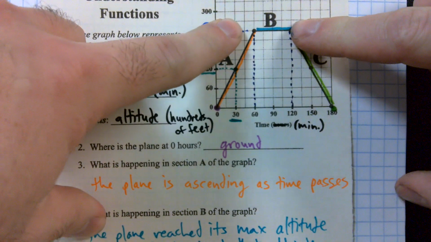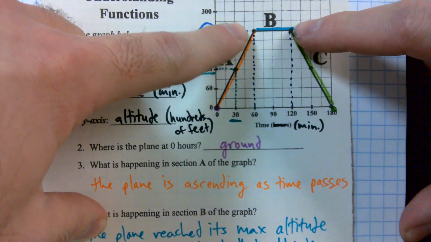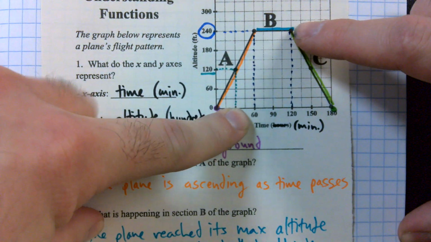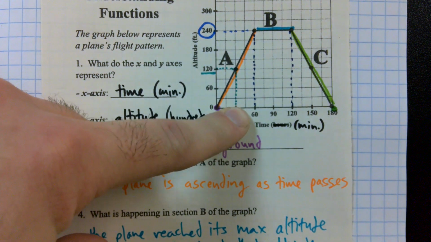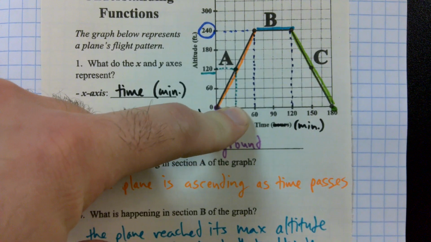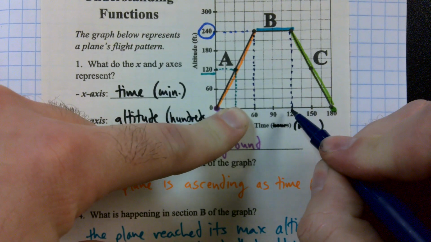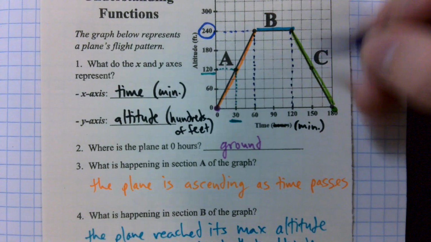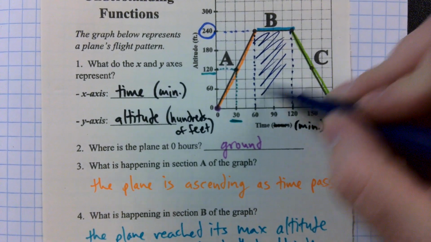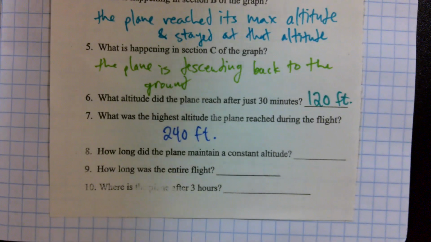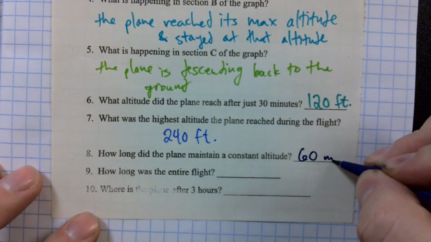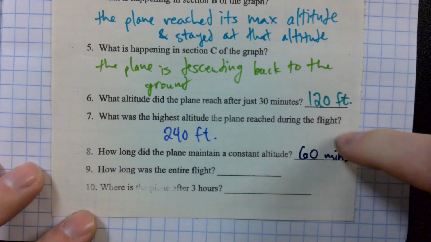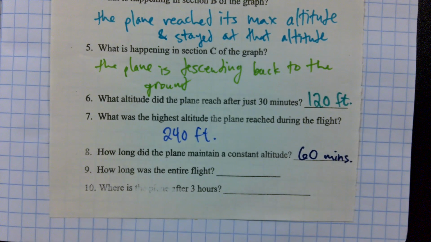Section B is where we reached a constant altitude, right? So 60 minutes into the flight, we leveled out. You can walk about the cabin, use the bathroom, all that stuff. It stayed at that altitude for an hour, and then it started going back down. So this right here, there's my constant altitude. How long did it last? 60 minutes, right? Great job, Colby. Yes, 60 minutes, not 60 hours.